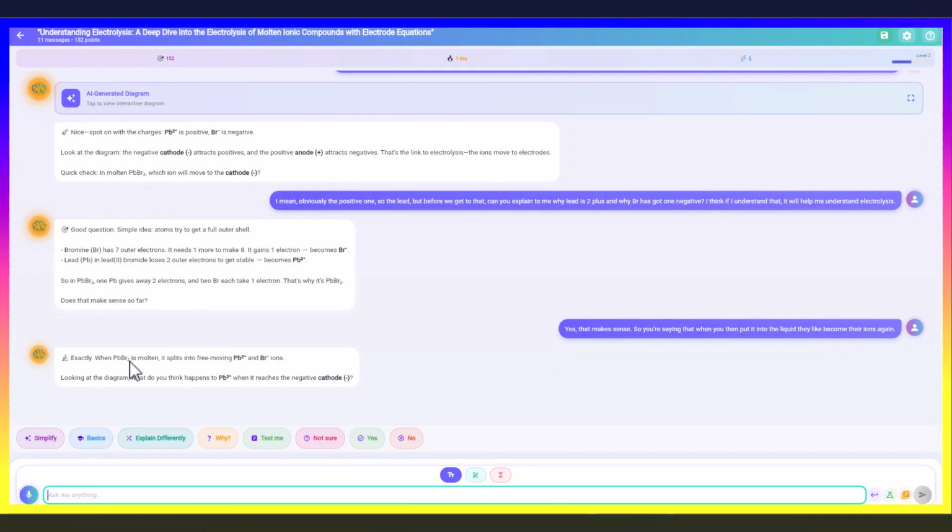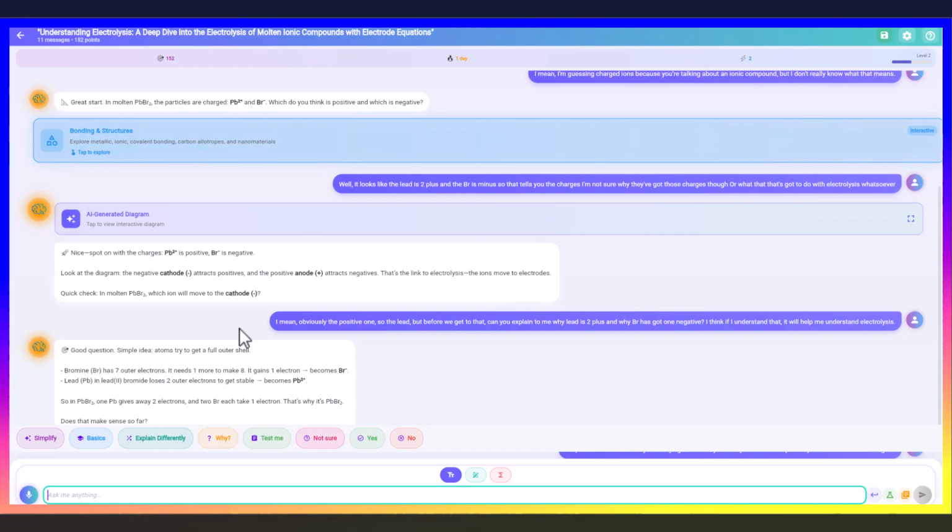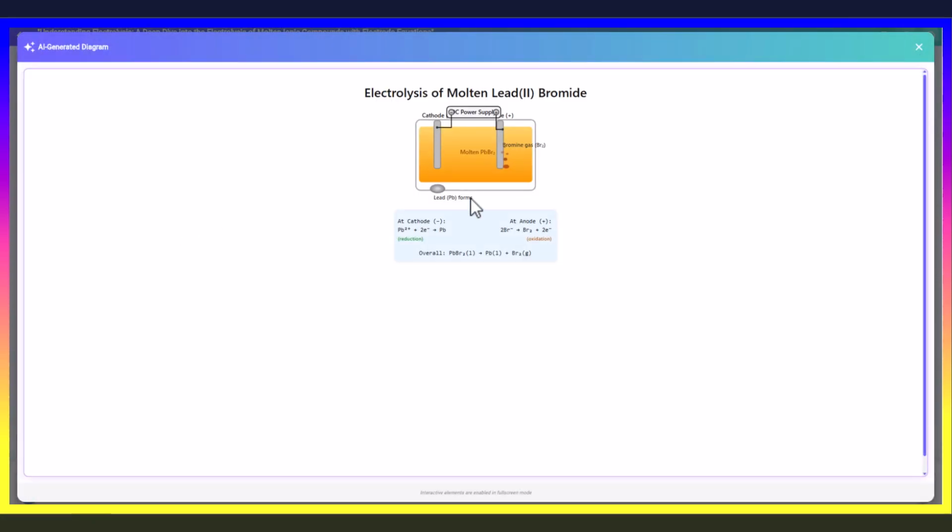Exactly. So when PbBr2 is molten, it splits into free moving ions. Okay, so they're free to move around. Looking at the diagram, what do you think happens to Pb2+ when it reaches the negative cathode? Let's go back up to the diagram. It's kind of telling you here, so it's gone to the cathode and it's gaining electrons, presumably from the cathode rather than from anywhere else.